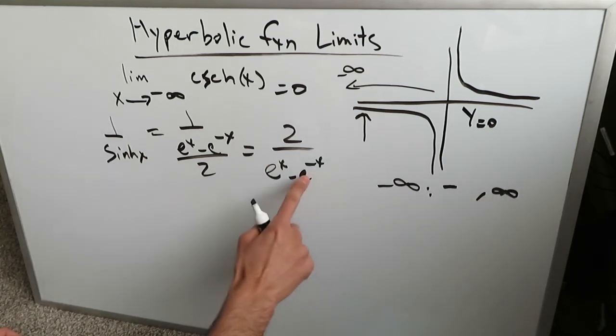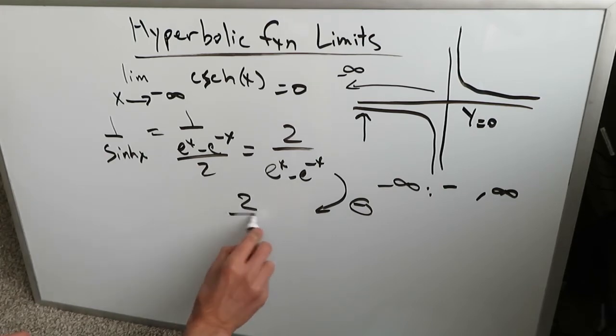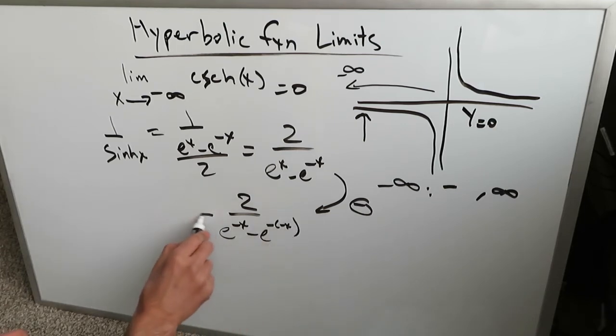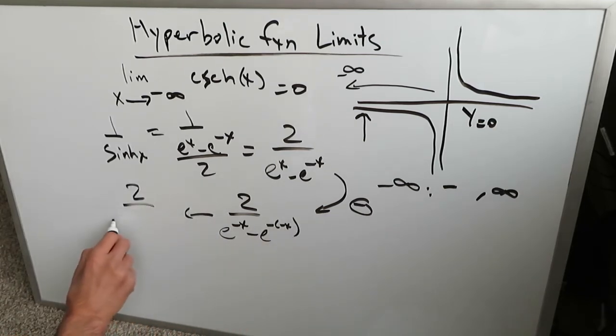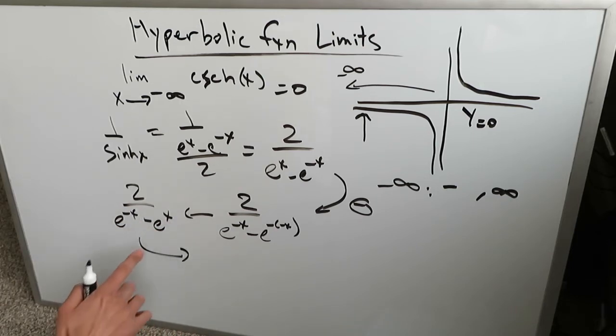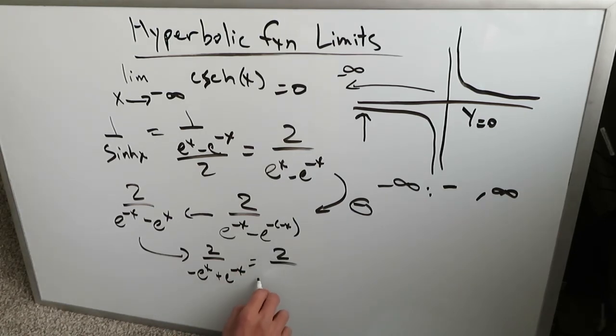Now look over here, from this definition, if you apply just the minus aspects, look what you get. You get 2 over e to the minus x minus e to the minus x. When you manipulate this, you get 2 over e to the minus x minus e to the x. When you manipulate this further, you can rewrite it as 2 over minus e to the x plus e to the minus x. This e to the minus x is the same thing as 2 over minus e to the x plus 1 over e to the x.